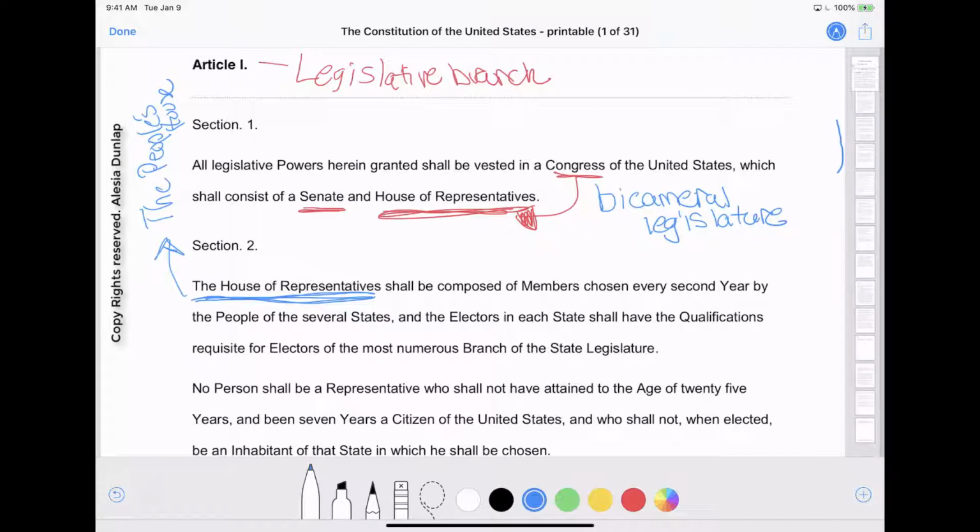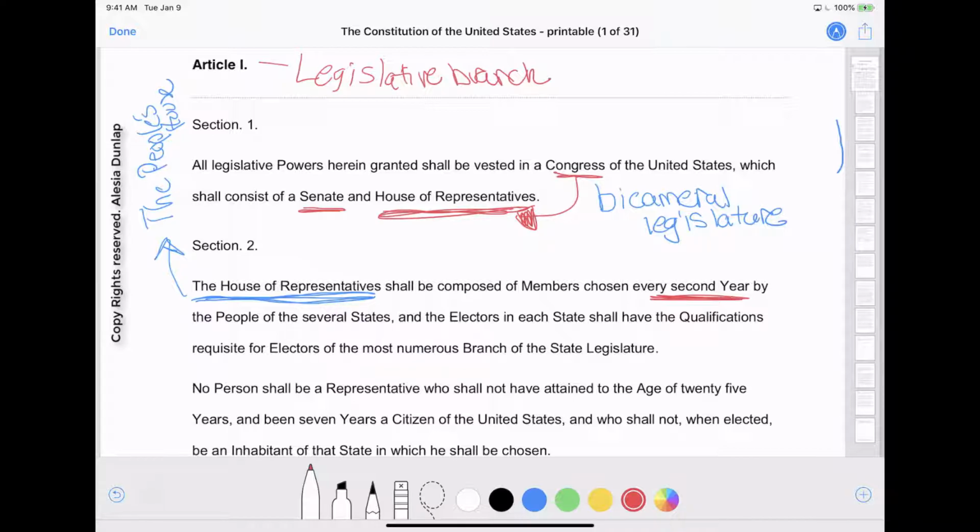Now, the House of Representatives are elected every 2 years. So every 2 years, we have an election. We go to vote for the House of Representatives. In Federalist Paper 51, written by James Madison, he said that it is essential to liberty that the government in general should have a common interest with the people. So it is particularly essential that a branch of it under consideration, the House, should have an immediate dependence on and an intimate sympathy with the people.